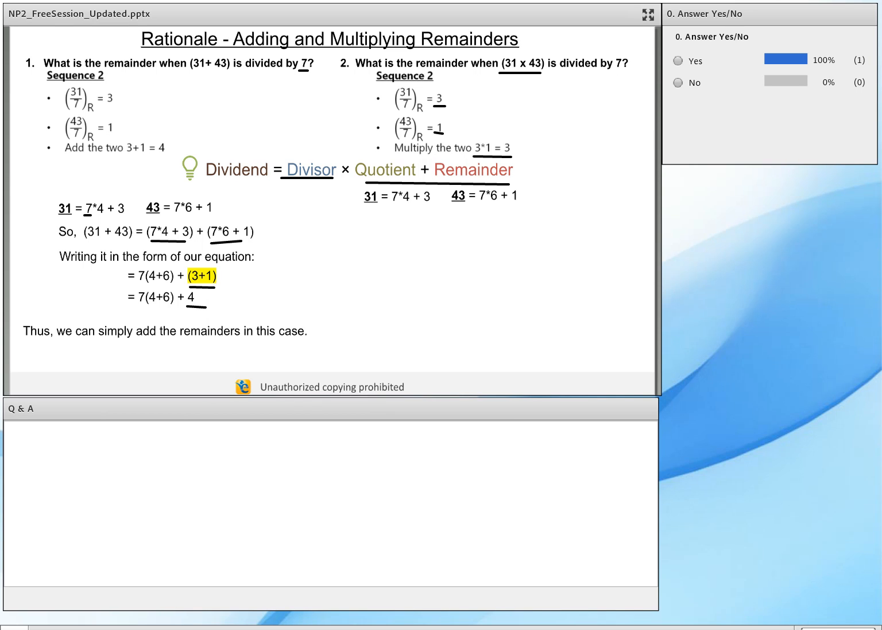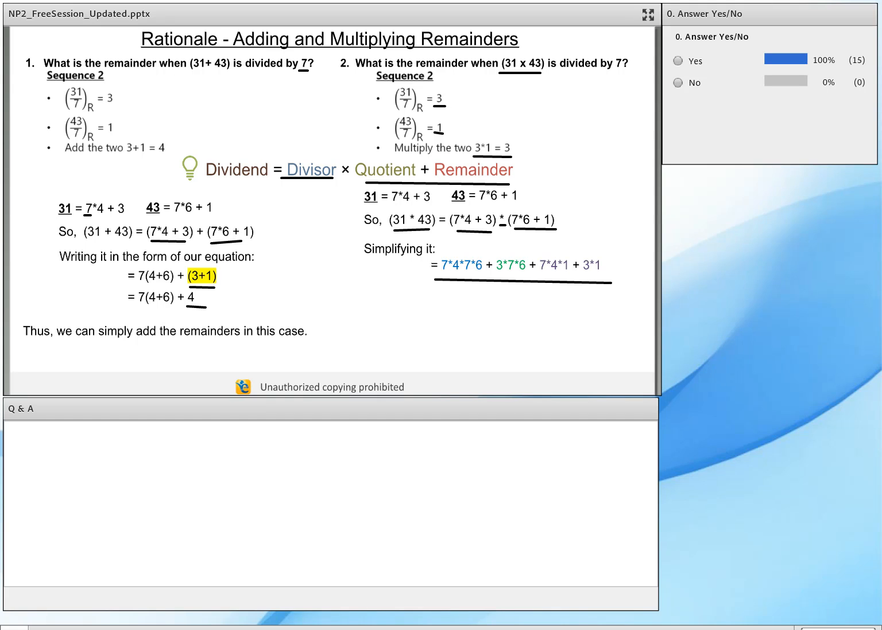So let's see what happens when we multiply 31 and 43. We say 31 times 43 is 7 times 4 plus 3 multiplied by 7 times 6 plus 1. Again, we use the distributive property of multiplication. So I'm going to pause over here so you can really see how we got this equation. It's essentially just opening the brackets and multiplying.